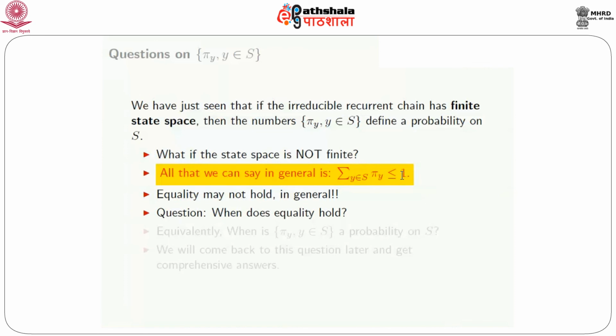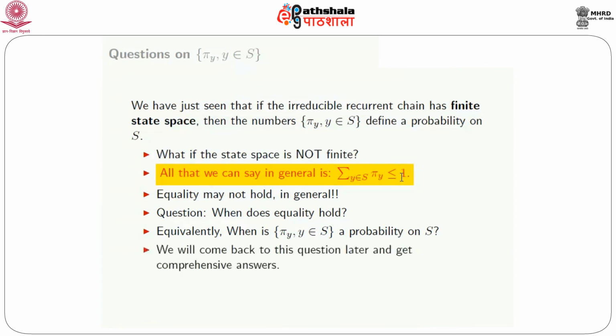Naturally, if we know that equality may not hold in general, a natural question would be, when does it hold? Which, of course, is equivalent to asking, when is this set of numbers pi y, as y varies through S, a probability on S? We'll come back to this question later and get a comprehensive answer.